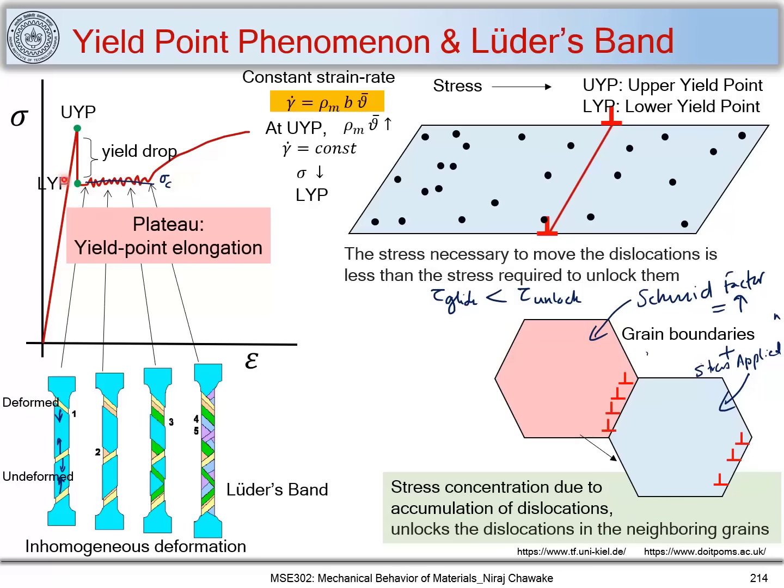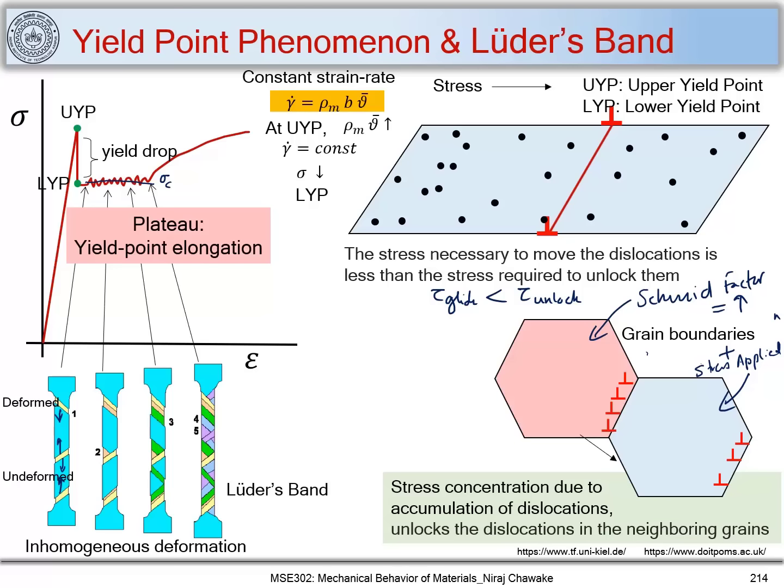So you have this stress, or you need a lower stress to set free these dislocations in the neighboring grain. Now, why do we have these undulations? Because some of the dislocations will encounter these carbon atoms, or Cottrell atmosphere, again, and you need a somewhat higher amount of stress to set them free again.